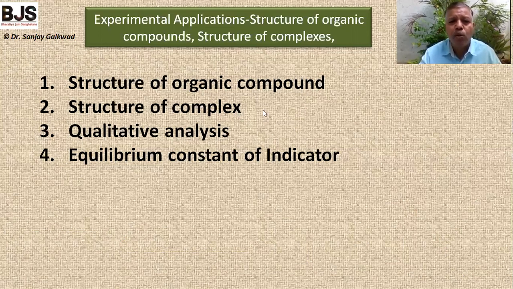Another application is related to the structure of the complex. In the case of inorganic complexes, the color change takes place after addition of the metal, after formation of the complex. At any stage, we can find out how much of the complex is formed by using the Job's variation method. We can find out the requirement of the metal and the requirement of the ligand to get the complete complex. In this way, the structural as well as the complex formation applications can be done with the help of spectrophotometry.